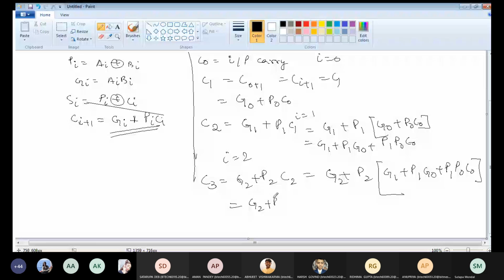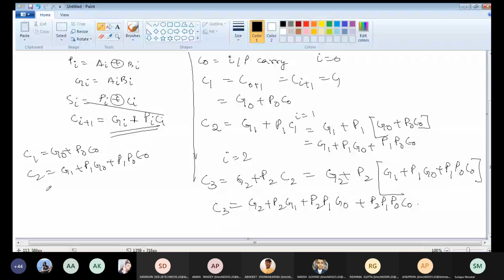So three equations we are getting: C1 is equal to G0 plus P0 C0, C2 is equal to G1 plus P1 G0 plus P1 P0 C0, and C3 is equal to G2 plus P2 G1 plus P2 P1 G0 plus P2 P1 P0 C0. Is it clear, everyone? Yes or no? Yes, ma'am.